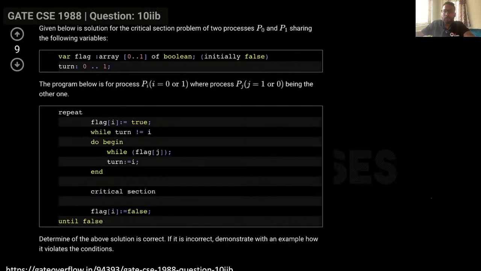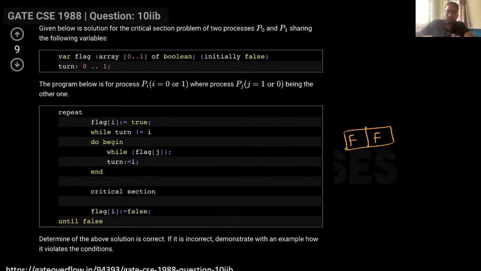Great. Now let's move further. Let's solve this question which was asked in GATE 1998. They are saying, given below is the solution for the critical section problem of two processes P0 and P1 sharing these variables. So flag is one variable that is being shared. I think this is an array, right? And initially the value is false. So flag 0 is false, and this is also false, right?